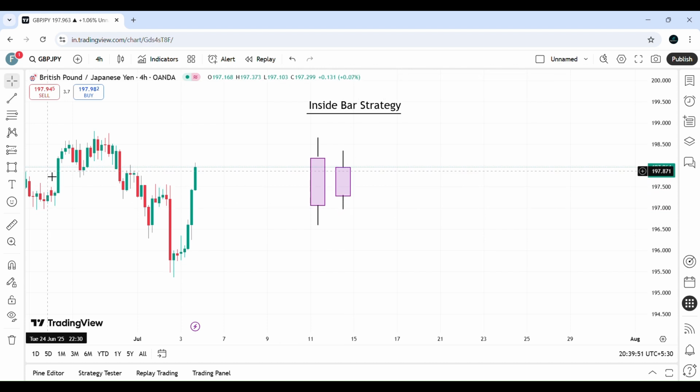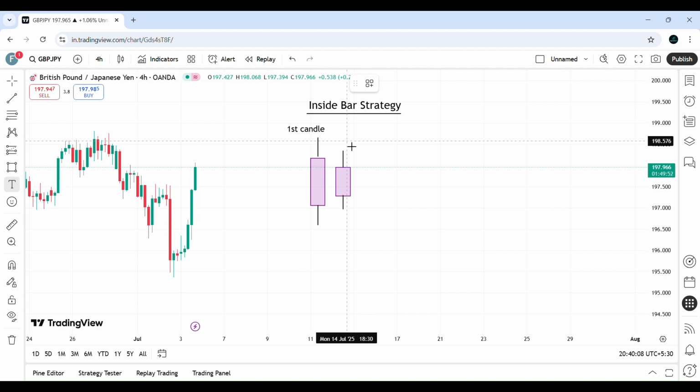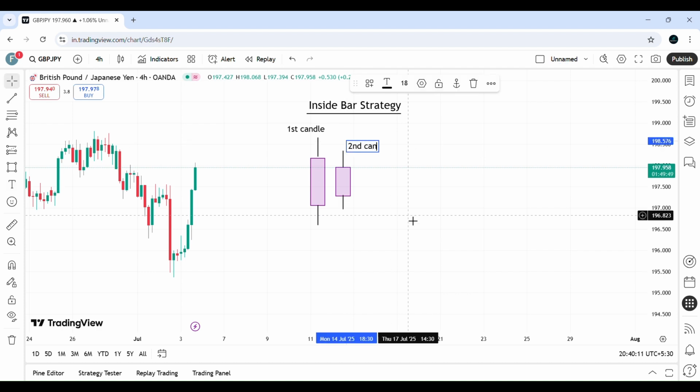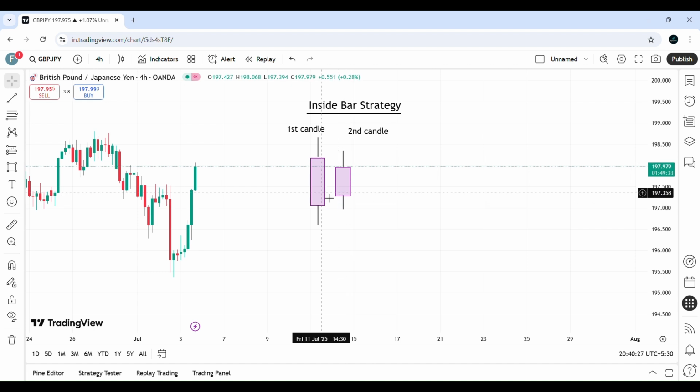So if you consider this as your first candle, just reduce the size. This is your first candle and this is your second candle. As you can see, the second candle is inside the first candle. The second candle's body and both the wicks are completely inside the first candle. This is what is basically known as an inside bar.